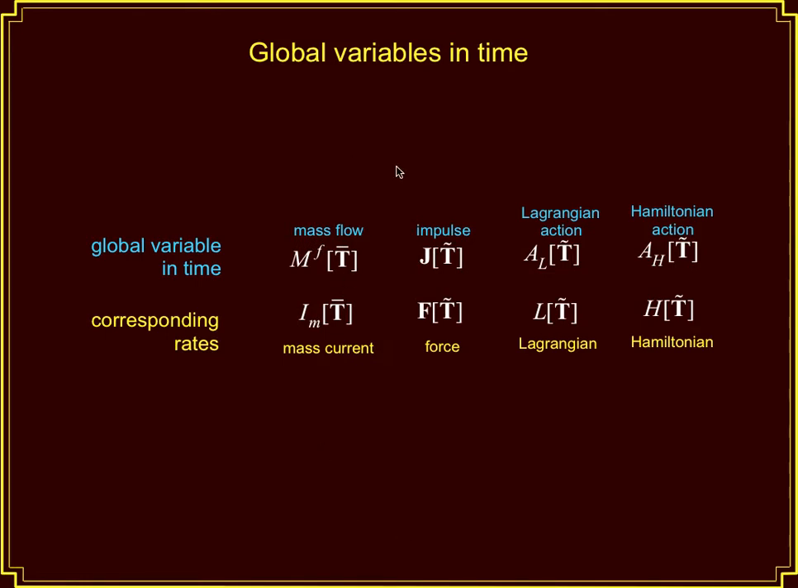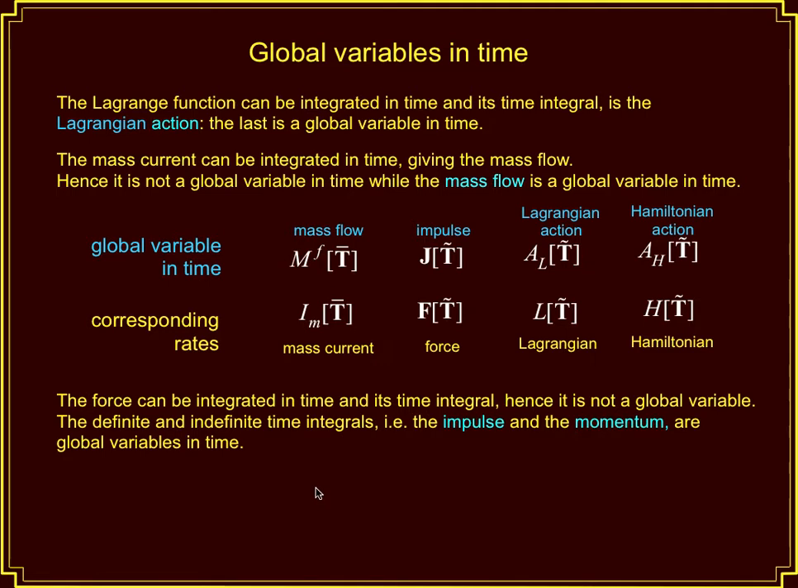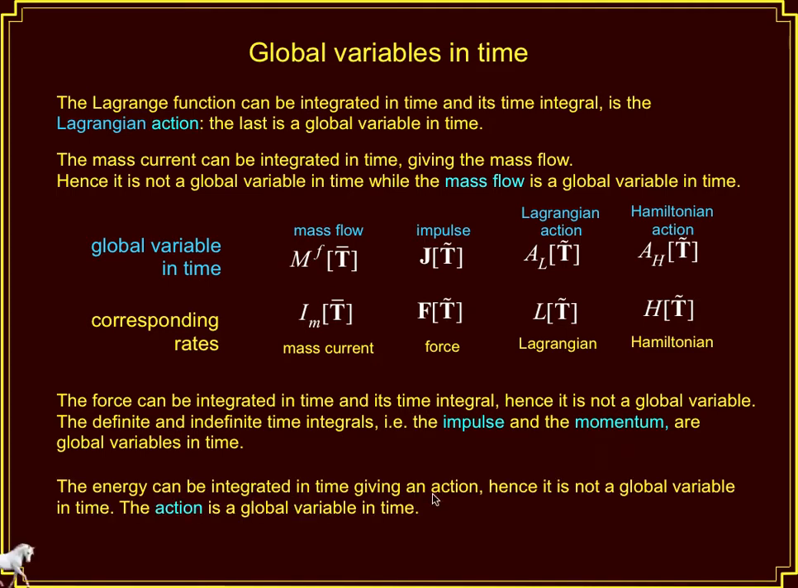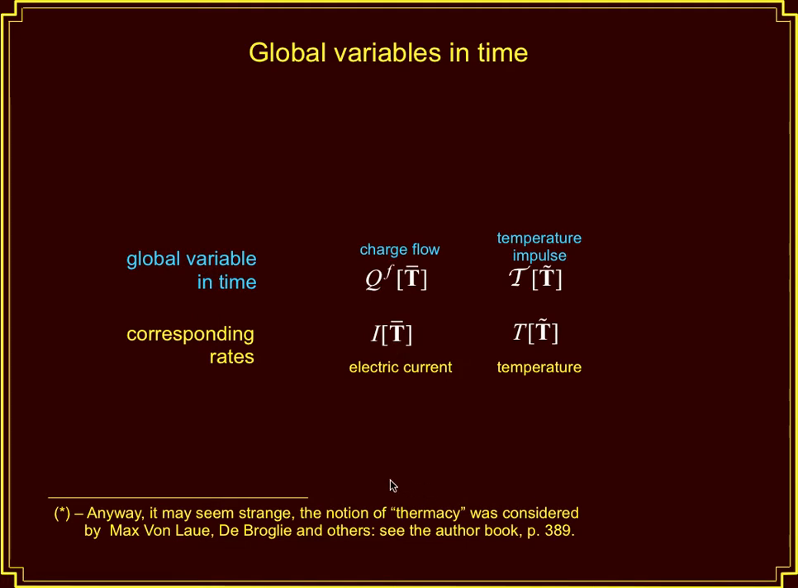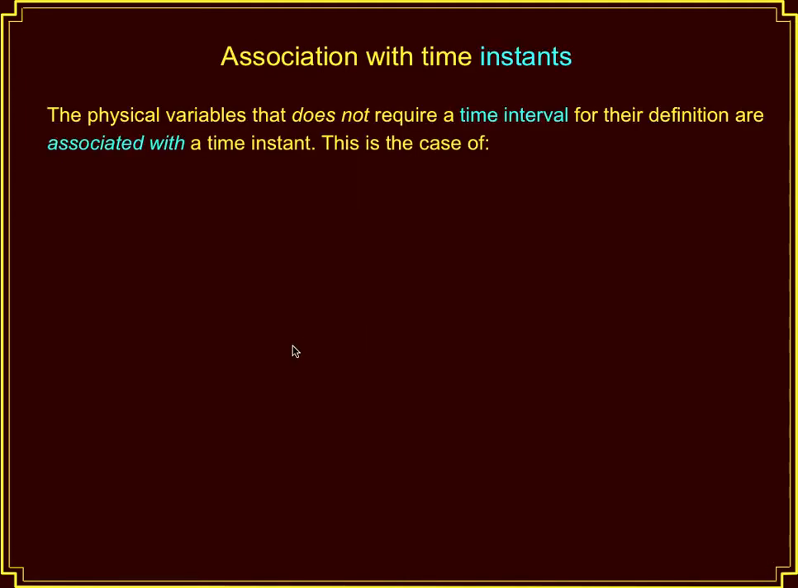Also, here you have other global variables in time. You can stop the film here to analyze these. Now, other global variables in time here. Strange as it is, the term temperature impulse exists in the physical literature. It is the notion of thermacy that was considered by Max von Laue, de Broglie, and others. See the author's book. The temperature can be integrated in time.